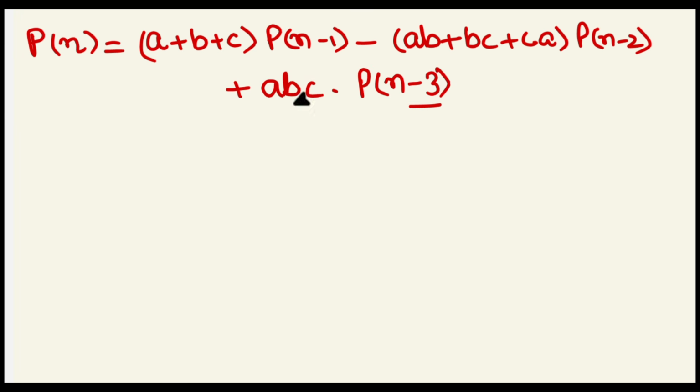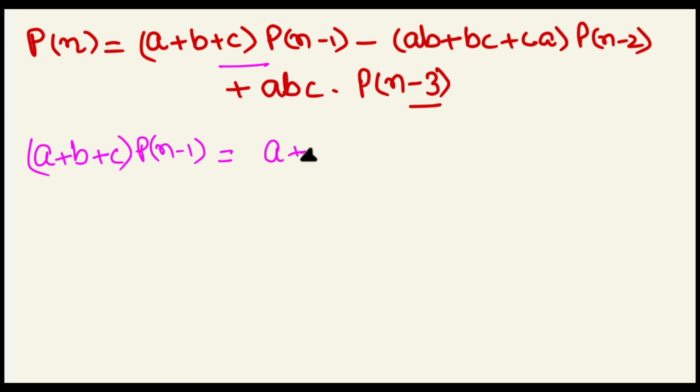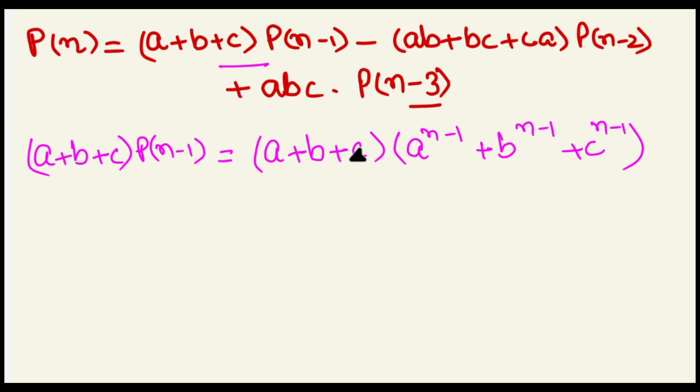So this is our recursive relation for a general polynomial Pn, that is a to the power n plus b to the power n plus c to the power n, and we'll prove that this RHS is equal to this LHS. So let us first evaluate each term of the RHS. So the first term is this. So we need to multiply this with this. There will be a total of 9 terms. There are 3 terms here and 3 here. So 3 times 3 is 9. So we'll write all the 9 terms.